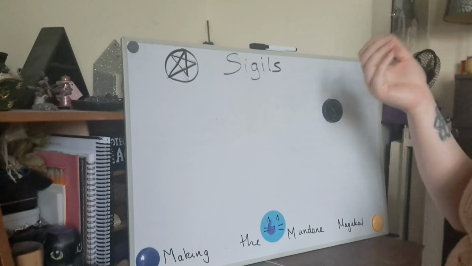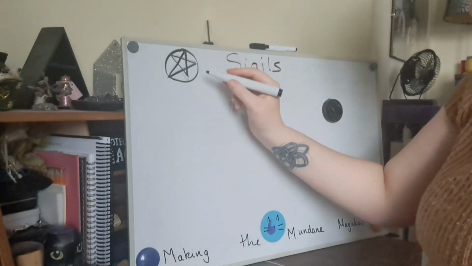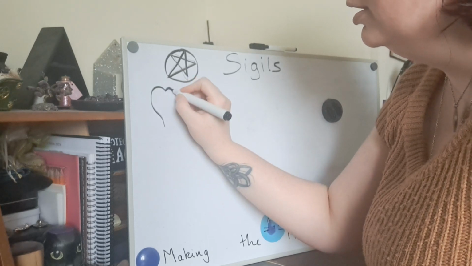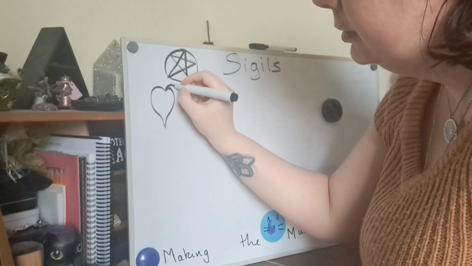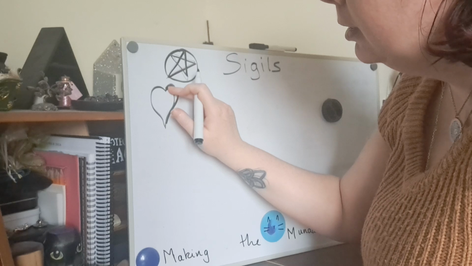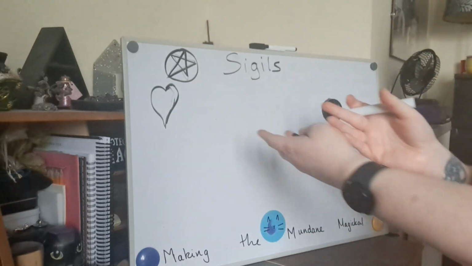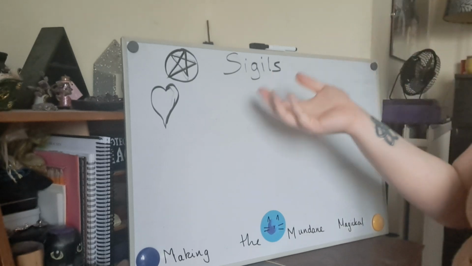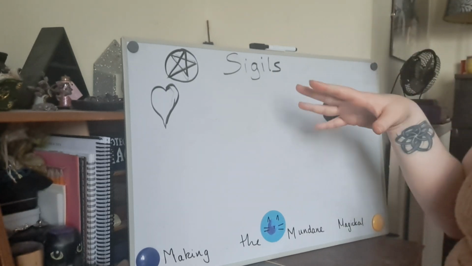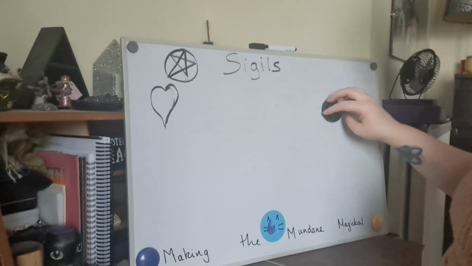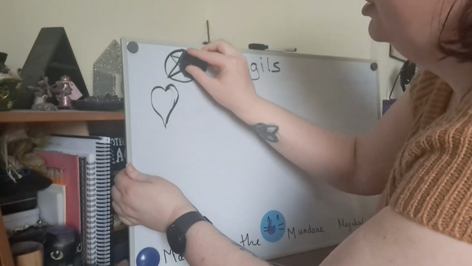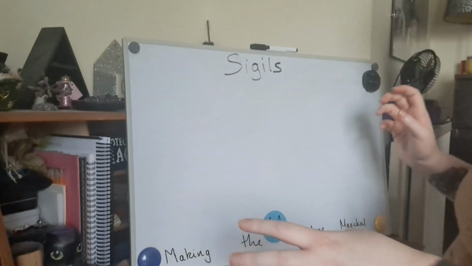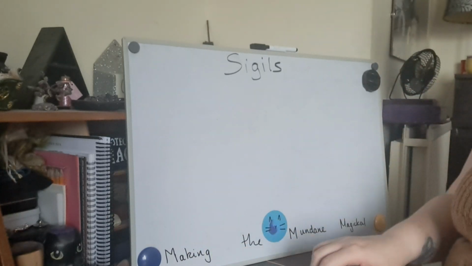A heart could be a sigil. I really can't draw hearts, so it's a heart. A heart can be a sigil, to draw in love, but there's a couple of other things that you can do when it comes to drawing sigils and how to use them.